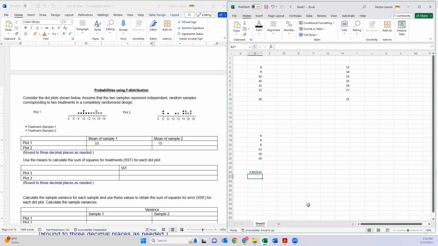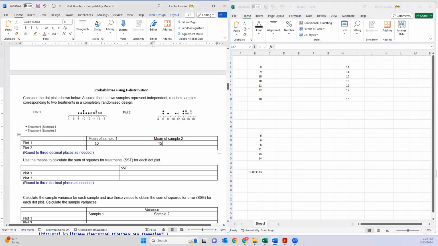And it gives me a long decimal number. Good thing here it says round to 3 decimal places as needed. Okay, so if I do have long decimals, round it to 3 decimal places. So I'm gonna go 9.833.